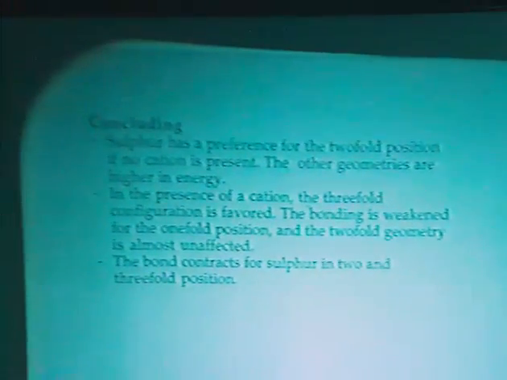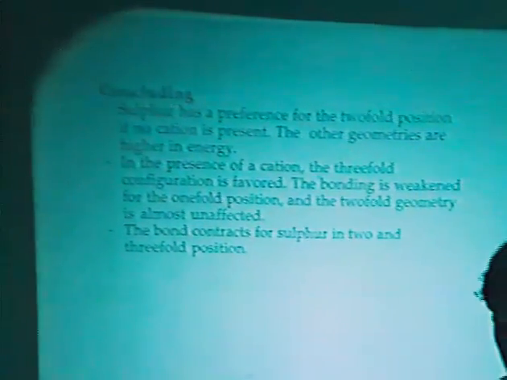So let's briefly summarize these results. Sulfur on a small cluster without cation favors a two-fold position. And I tried to point out why the sulfur-iridium interaction is very important. In the presence of a cation, the three-fold configuration is favored. And this is quite complicated, because it really depends on the decrease of your repulsion and the decrease in your interaction, and how that ratio is. Okay? That's a complicated mechanism. And finally, your bond contracts for a two- or three-fold position. If magnesium is present, your sulfur comes closer to the surface. And this is just summarizing these results.